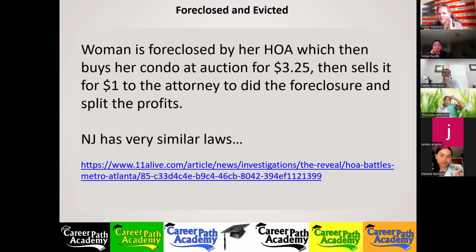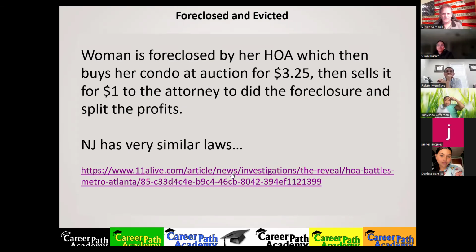She also had a real estate license. She reactivated the real estate license to buy the property. It's really sketchy. But New Jersey has very similar laws, as well as many other states. So this is a pretty interesting case. I don't have the video for it, but we'd have to watch it on the website here. So let's just show you on this website. This is pretty interesting, but pretty disturbing as well. But it's a thing. It's real.